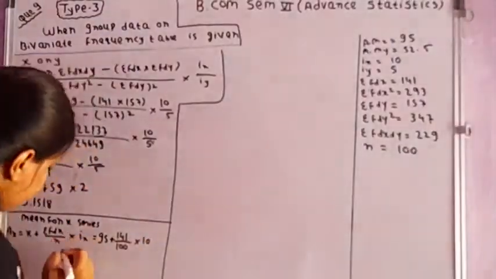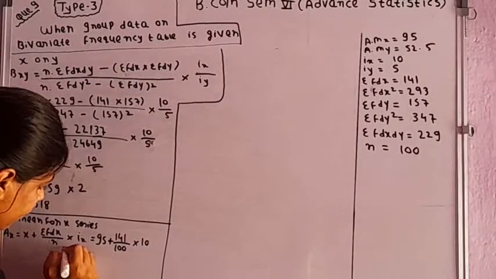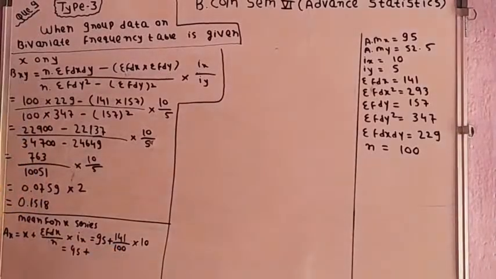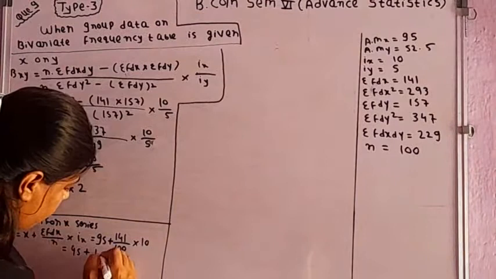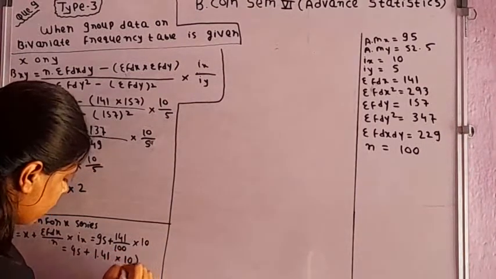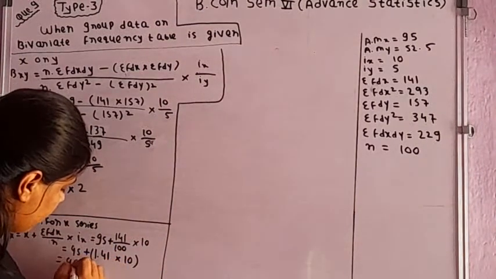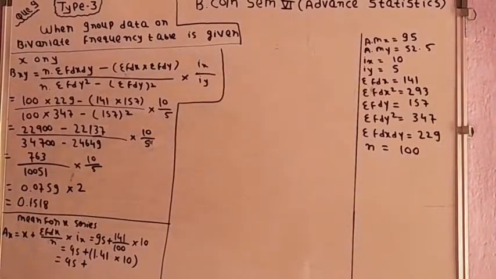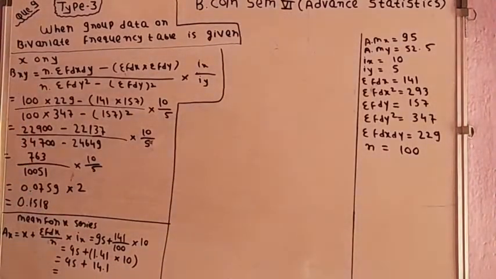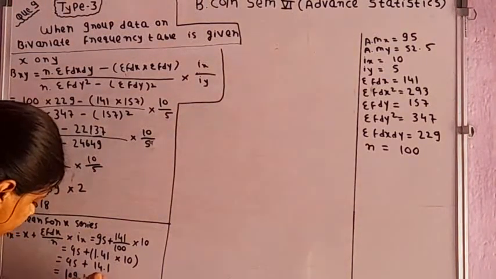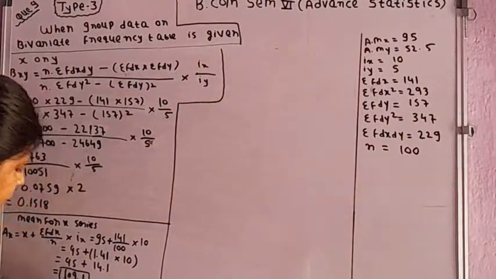Now 95 plus 141 divided by 100. 141 divided by 100 comes to 1.41. So 95 plus 1.41 into 10. It comes to 14.1. Then 95 plus 14.1 comes to 109.1. So the mean for the x series comes to 109.1.